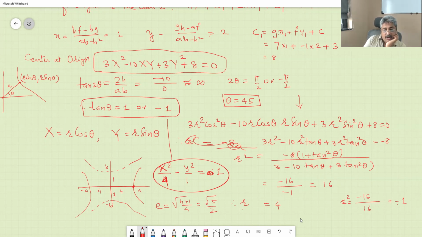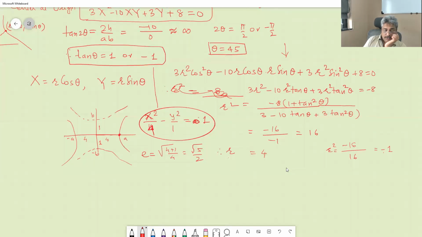Now equation of transverse axis. How will you find equation of transverse axis?